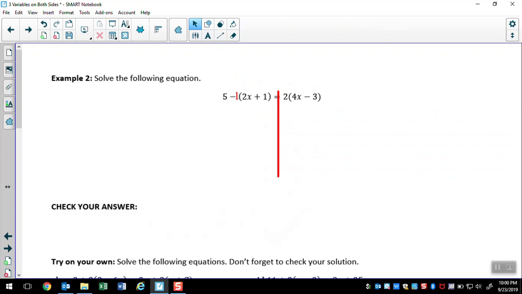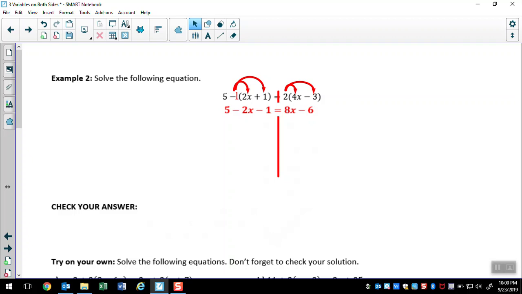The 5 is going to come down. I'm going to distribute the negative 1 to the 2x, and then I'm going to distribute the negative 1 to the positive 1. And then I'm going to come over on this side, I'm going to distribute the 2 to the 4x and the 2 to the negative 3. So when that's all done, we end up with this equation here. Remember, when we multiply by a negative number, it changes the signs of everything inside.